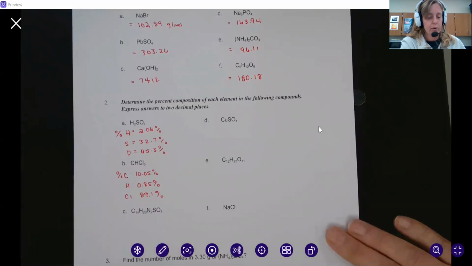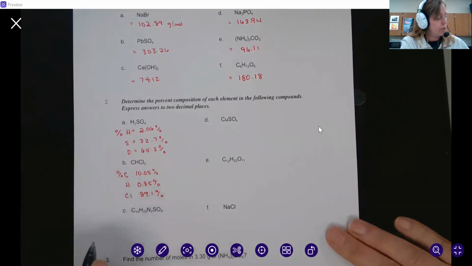All right, now we're going to do the next one, and that's a big one. So percent of carbon is going to be 59.97%. Percent of hydrogen is 7.2%. Nitrogen is going to be 10%. And oxygen is going to be 22.8%. Okay?